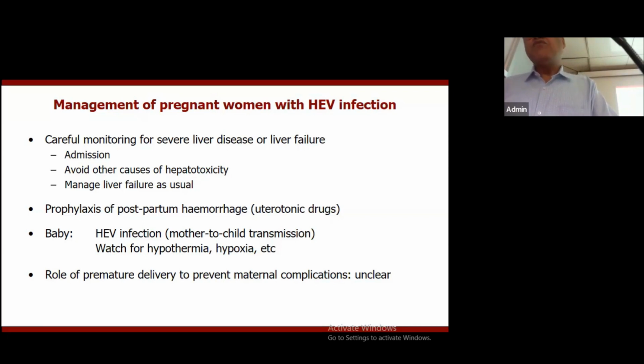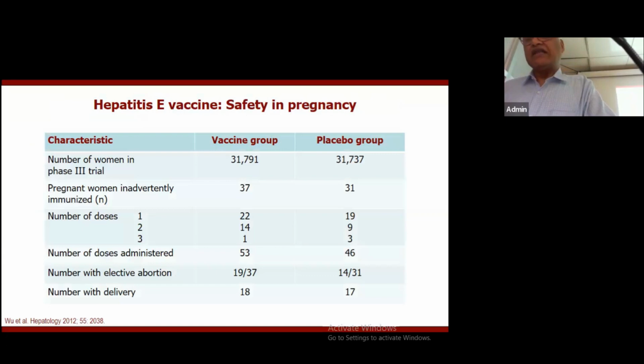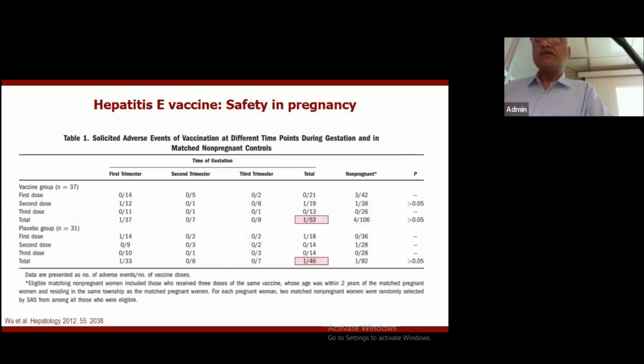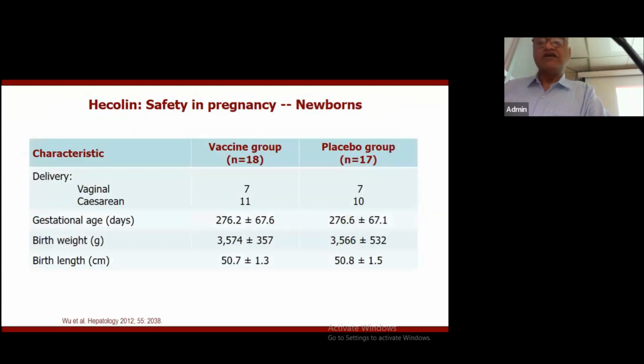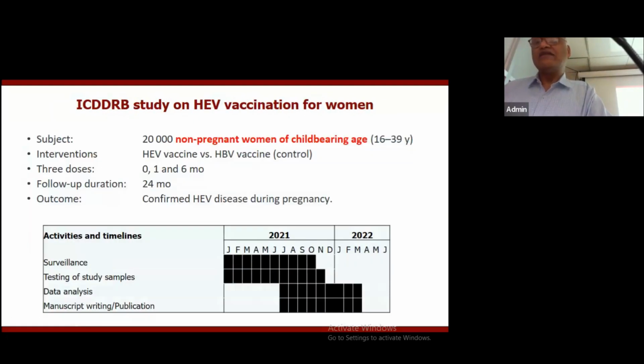For the baby, one has to watch the baby carefully. Sometimes they are preterm, so you have to do the usual preterm care. You have to watch them for hypothermia, hypoxia, and hypoglycemia, which have been found to be common. Some people have talked about whether we should induce premature delivery. The role of that remains unclear. There is a vaccine, and I think I'll talk about this much more when I come back for the next talk, so I'll skip that here.